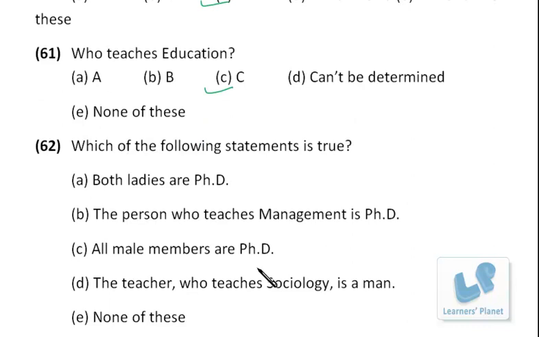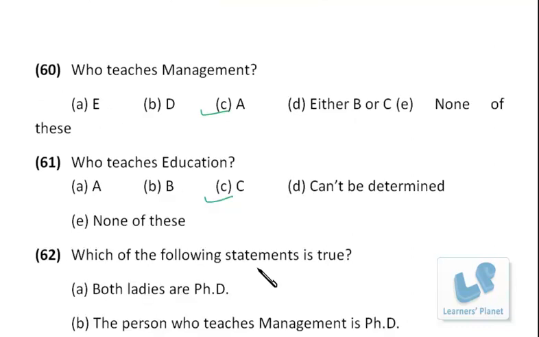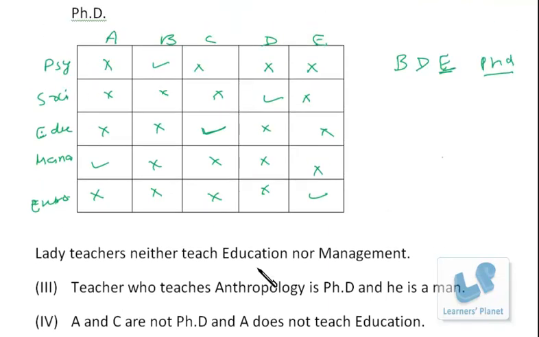Now we have to find out whether the PhD persons are males or females. So just go there once again. Lady teachers neither teach education nor management, and the PhD teachers are these three persons: B, D and E are PhD. So among the lady teachers, who is teaching education or management?